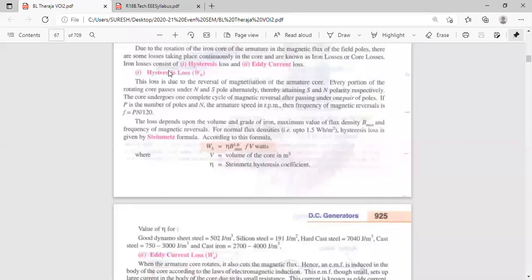Write down this formula. Write down iron loss is of two types, hysteresis and eddy current loss. First one is hysteresis loss WH. After writing this heading, write down this formula and write down V and eta. Don't write all the theory. If you want this theory, note down page number 925. If you want to study, you can read the theory from the textbook. But write down the formulas now.